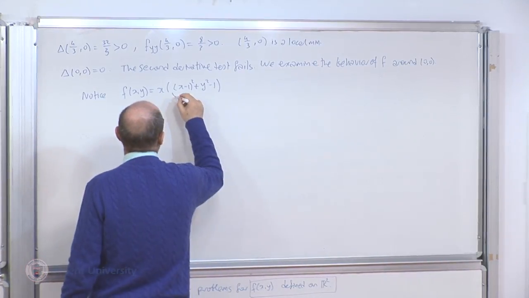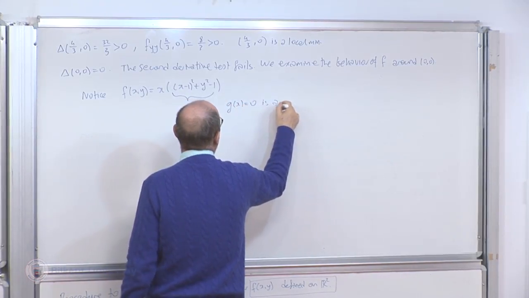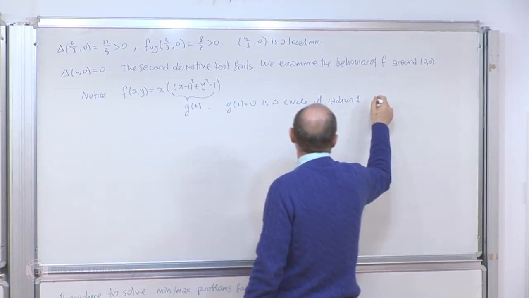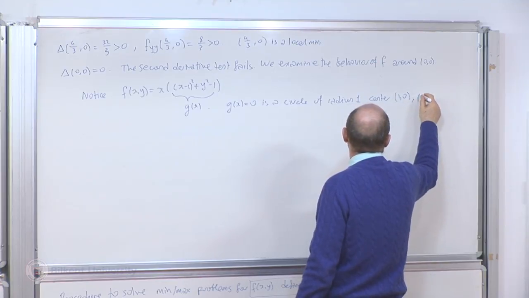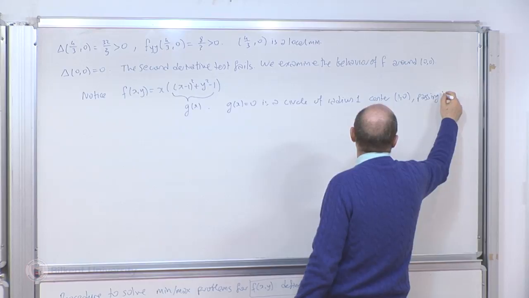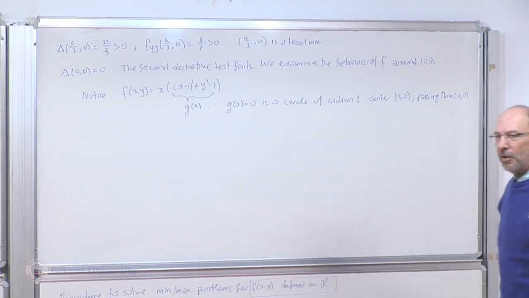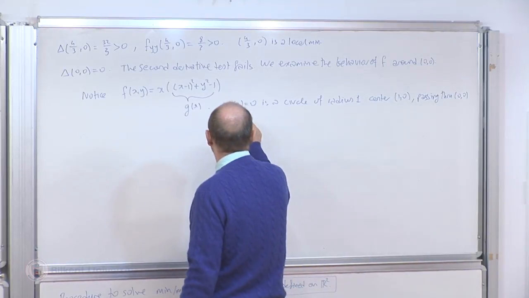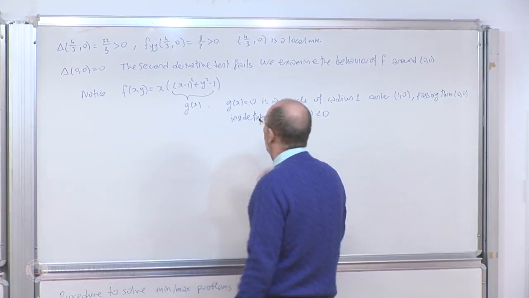Now I call this g of x, y. Okay. g equals 0 is a circle of radius 1, center (1, 0), passing through the origin. Okay, you put x equals 0, y equals 0, g is 0. And inside the circle, g is negative, right? Inside this circle, g is negative. Outside, it is positive.